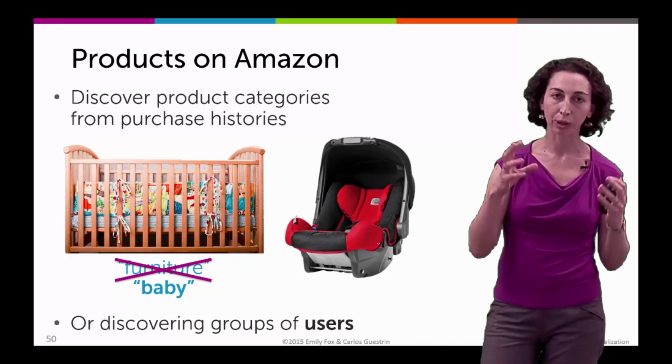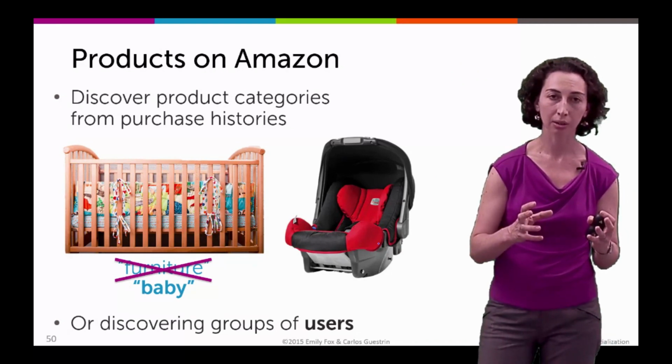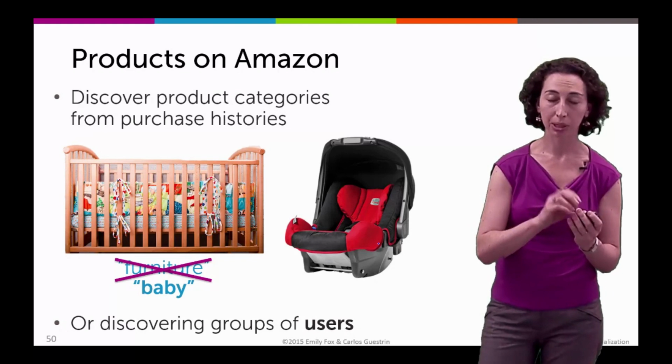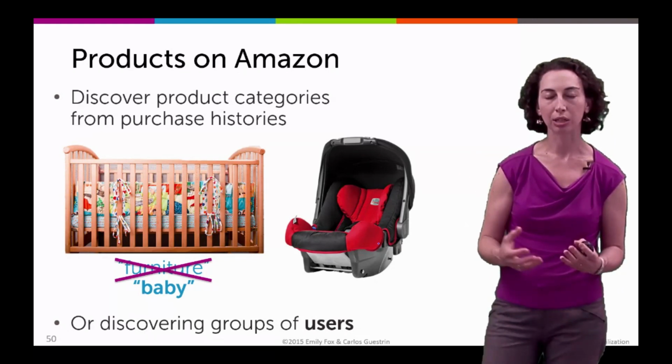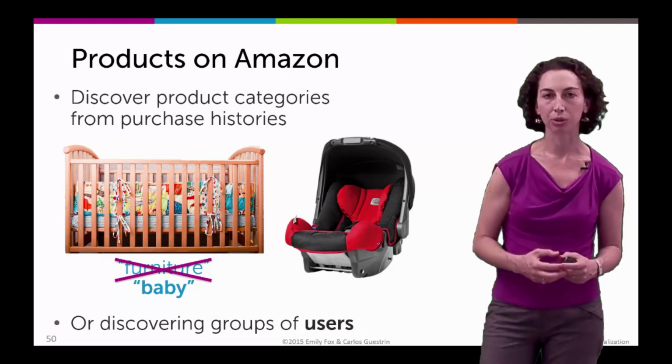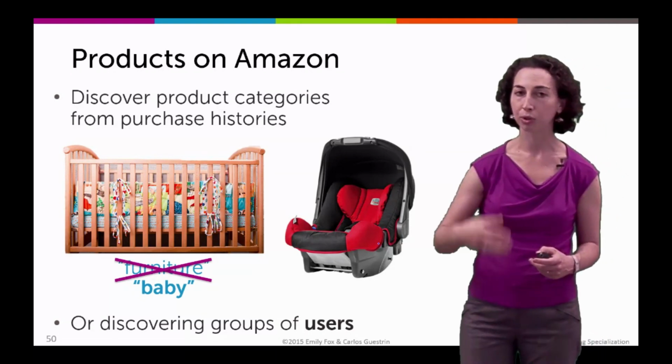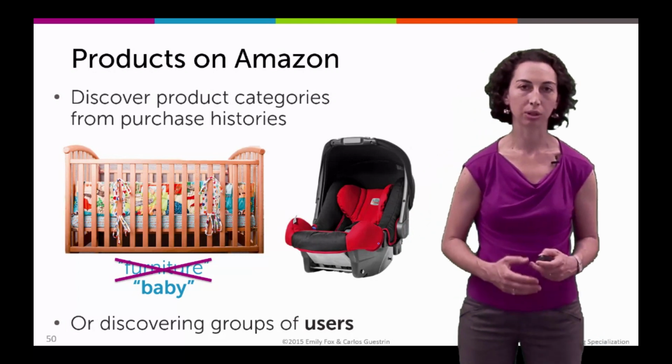So in addition to discovering groups of related products based on purchase histories of these items, we can also use that to discover groups of related users on Amazon, and that can be used for targeting products to those users.